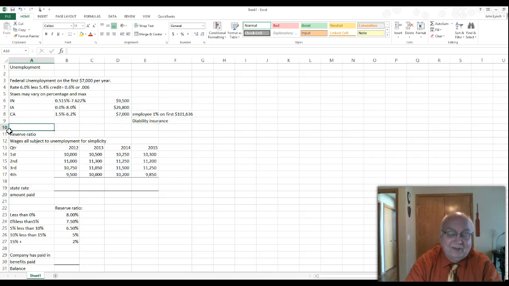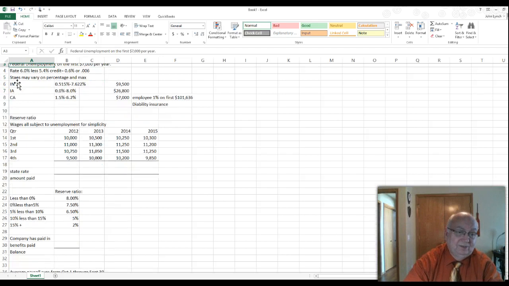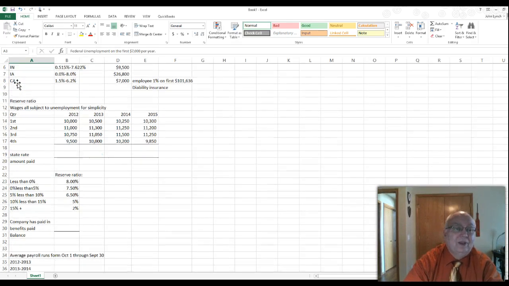So again, you have to look at what state it is, and I know the problems tell you what the state percentages are and what the maximums are. But the federal and state do not have to equal. The $7,000, however, is the minimum. No state can be below $7,000. They can be higher than that, but not below that.